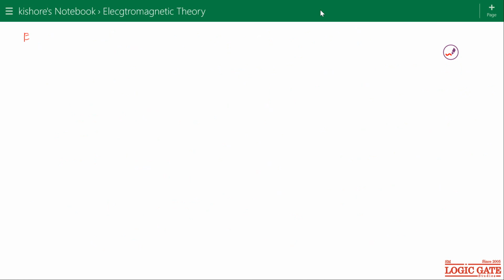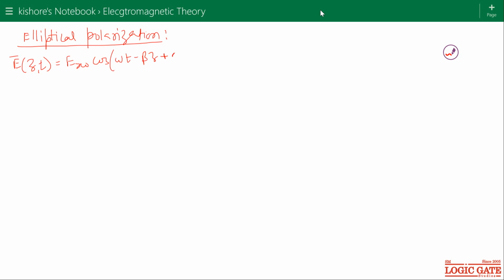Now elliptical polarization. Now I will start from the general expression for electric field: Ex0 cos omega t minus beta z plus phi x plus Ey0 cos omega t minus beta z plus phi y.